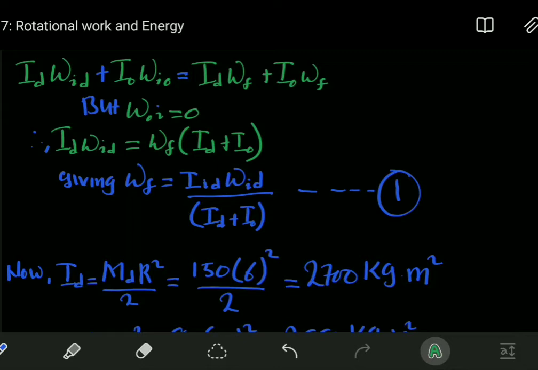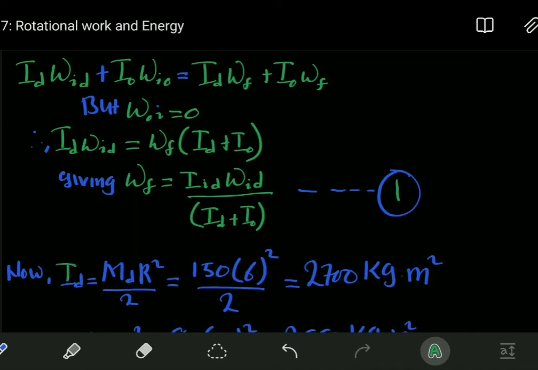Okay, so now we can solve for the final speed of both the person and the disk as omega final equals the initial angular momentum of the disk divided by the moment of inertia of the disk plus the moment of inertia of the person. Okay, so we can call this our equation 1. Now we know the mass as well as the radius of the disk and also the mass of the person. So we can evaluate the moment of inertia for these two separately.